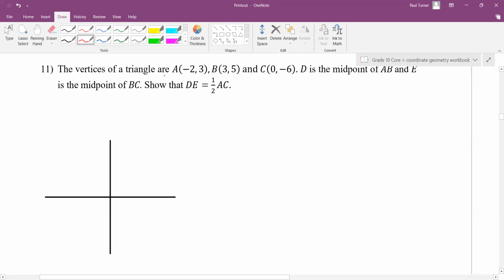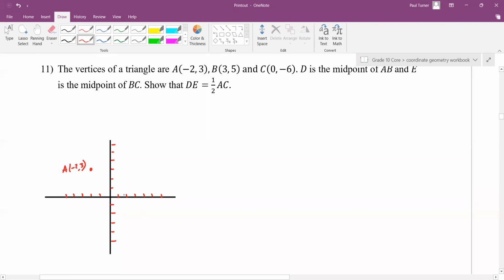We should put these 3 points on, so can you sketch that quickly? Try to keep your scale the same so you've got an idea of what's going on. Let's put a few marks in: 1, 2, 3, 4, 5, 6. Try to keep them equally spaced on both axes, otherwise you might get a weird looking picture, and it's hard to interpret what's going on. So A is -2, 3.